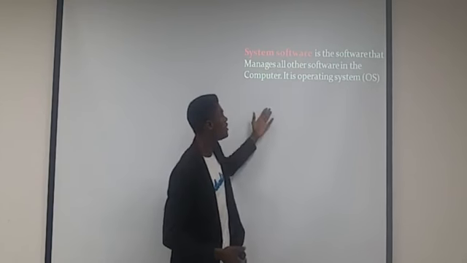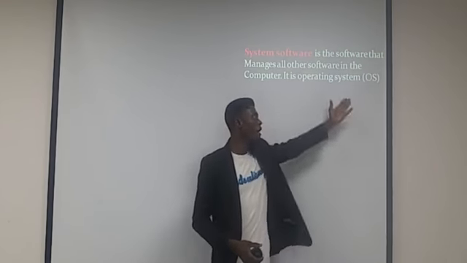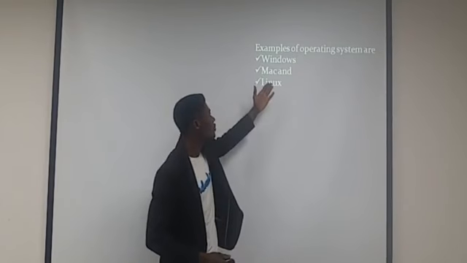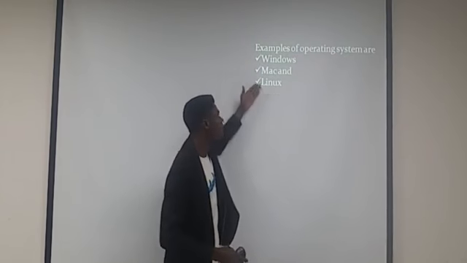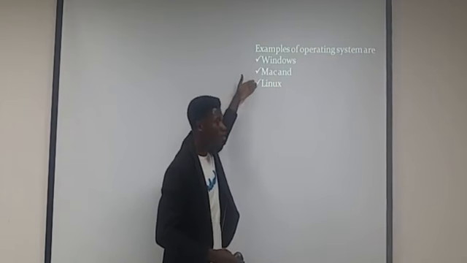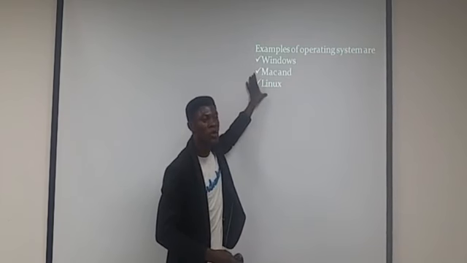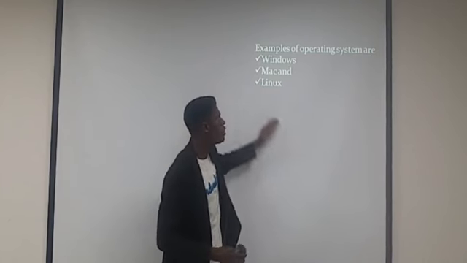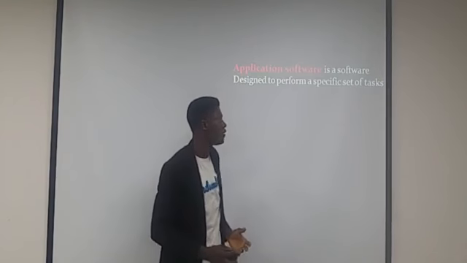A perfect example of the system software is what we call the operating system, popularly known as OS, the operating system. Now let's take a look at some examples of operating systems that we have. Today we have operating systems such as Windows, Mac, and Linux. We are not going into details on software today, but in subsequent classes, we hope that we will be able to discuss more on computer software and you will understand them better, all right?